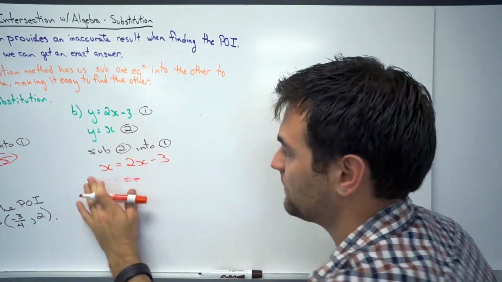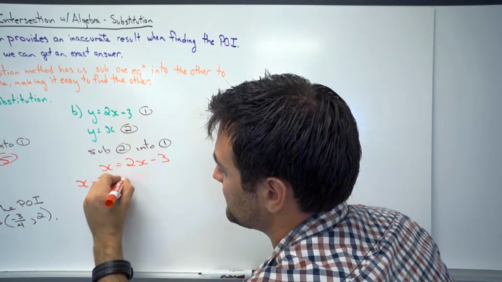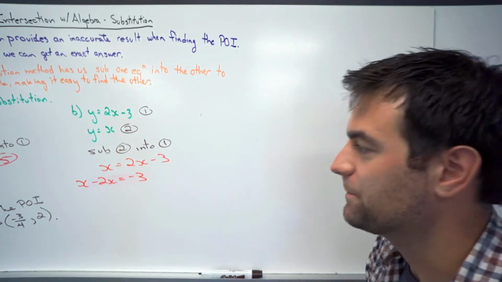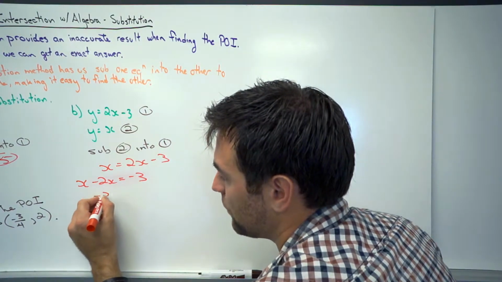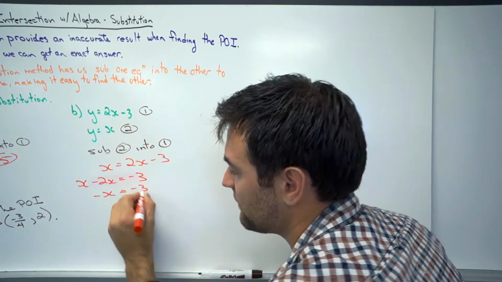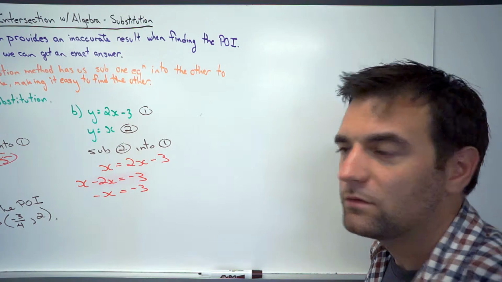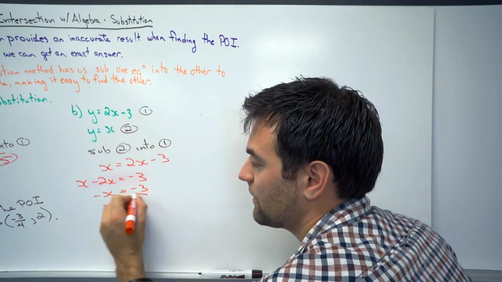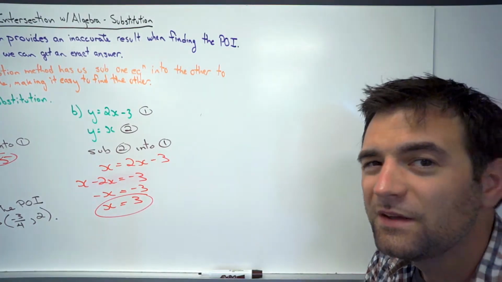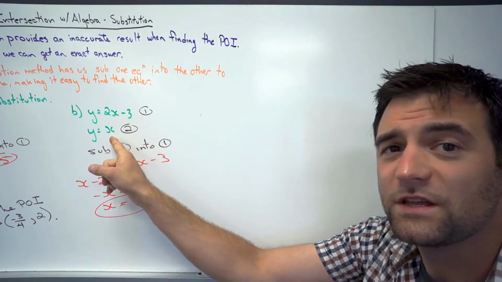So I have x minus 2x equals negative 3. Now x minus 2x, that's negative 1x or negative x. So negative x equals negative 3. And now I can get x equals positive 3. So there's my x value. Now in this case, I'm not done. I don't know what y actually equals yet.